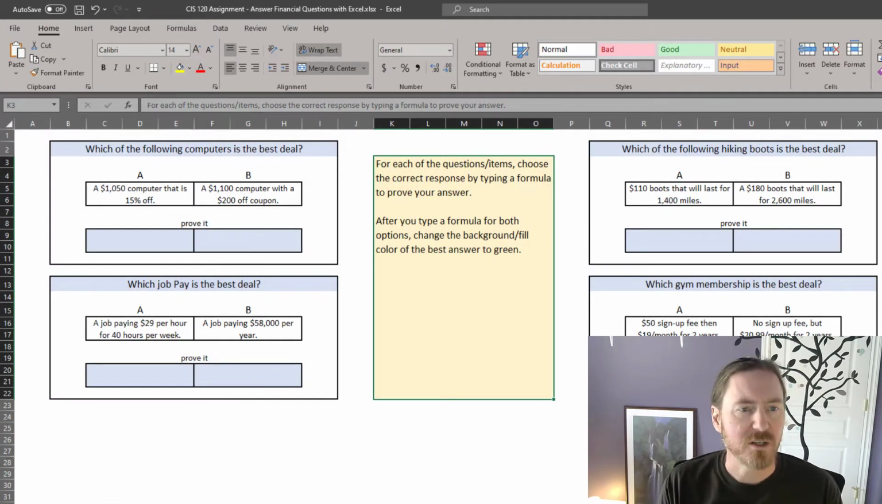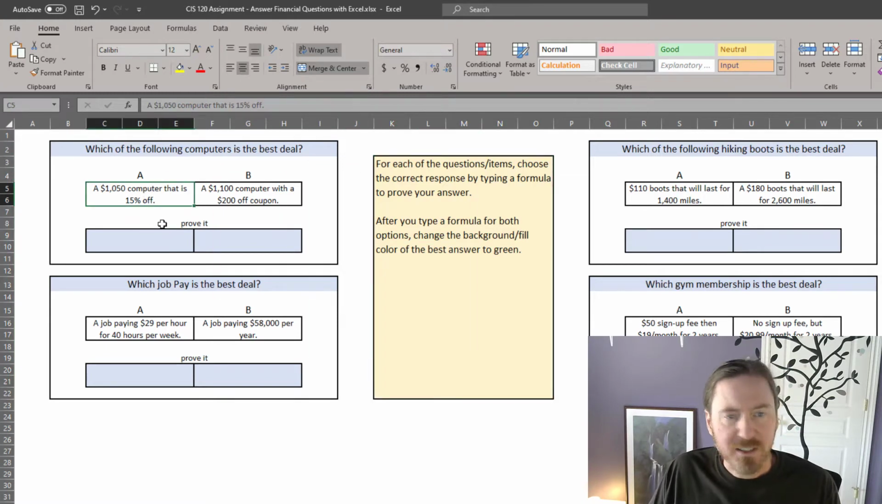Now this one's going to require a little bit of thinking. We have 4 scenarios, and I want you to use Excel in order to tell me which deal is better, which means there's going to have to be a couple of different formulas here. And you have to prove it. So what's the better deal? A computer that's $1,050 that is 15% off, or a computer that's $1,100 with a $200 off coupon? We need to use some formulas to figure out which one's the better deal, and then I want you to highlight the better one in some obvious way. There we go. Background fill color for the best answer to green.